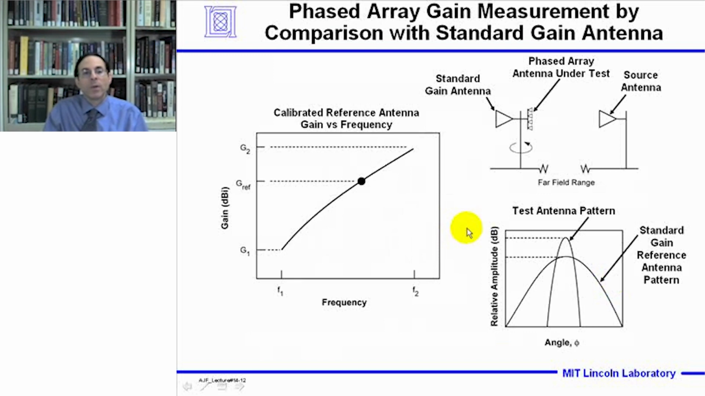We can measure the array gain or element gain by doing a gain comparison. So here's the phased array under test. There's a standard gain antenna used. Here's a source antenna. So what we would do is measure the test antenna radiation pattern and compare it to the standard gain antenna pattern, and the difference in amplitude between the two using a calibration curve would then tell us the absolute gain of the antenna under test.